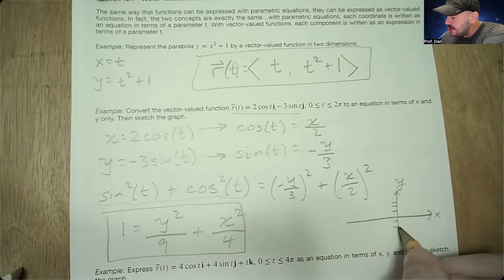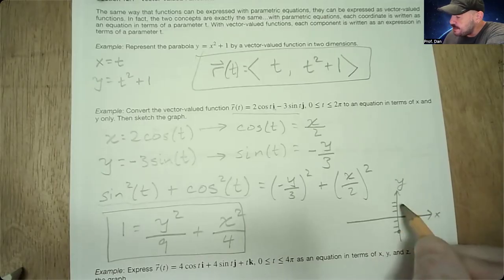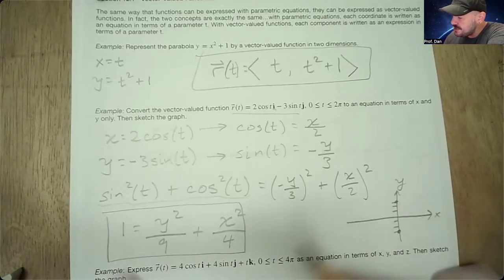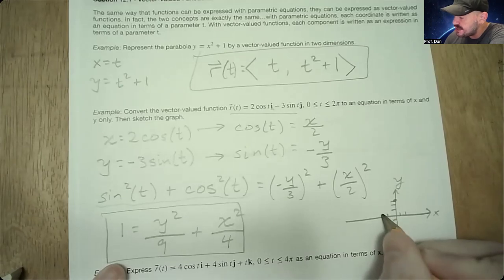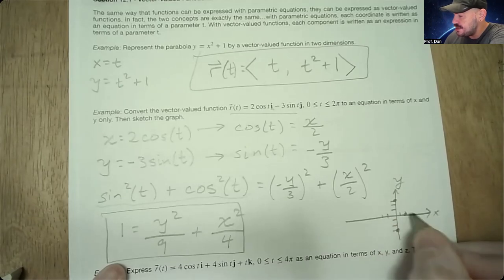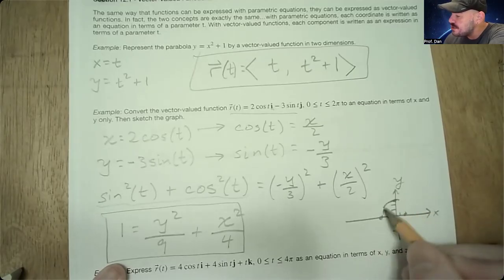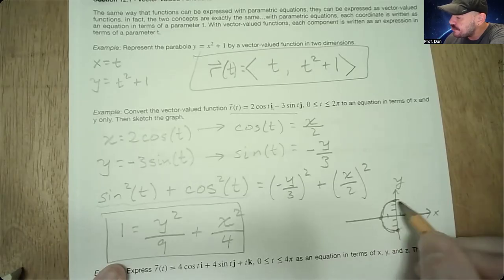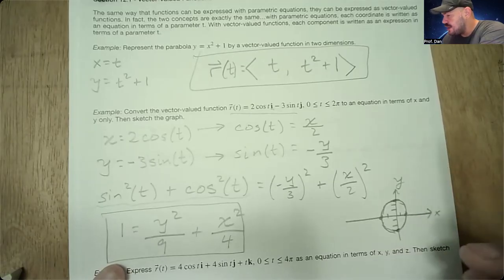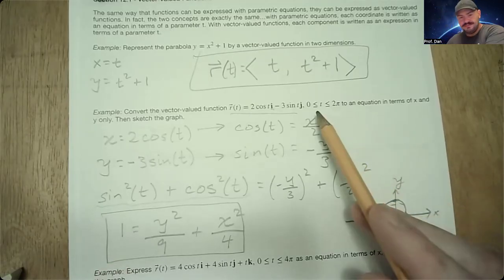Okay, we get a radius of 3 on the y-axis. So I'll go up 3, I'll go down 3. That'll be the top and the bottom of the ellipse. And then 2 units out on the x-axis, both directions. That'll be the right and the left side of the ellipse. So that's going to make our little oval shape. And there we go.